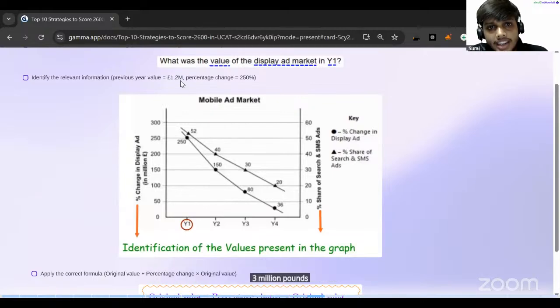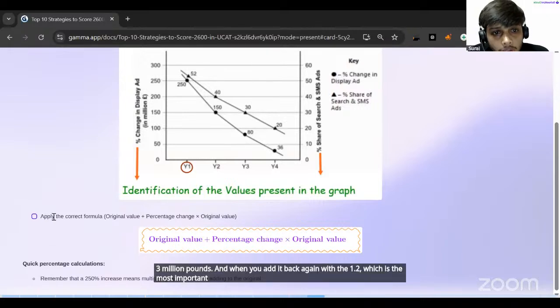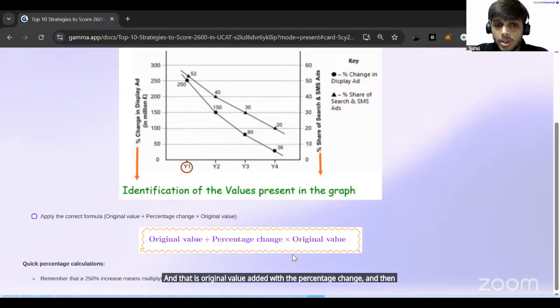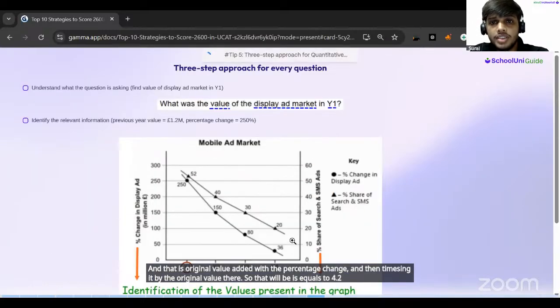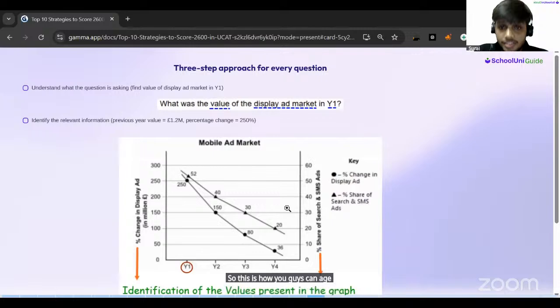And when you add it back to the 1.2, which is the most important step, because you also need to apply the correct formula with all of this, that is the original value added with the percentage change times the original value, that will be equal to 4.2 million, which is option D here. So this is how you can ace the quantitative reasoning section as well.